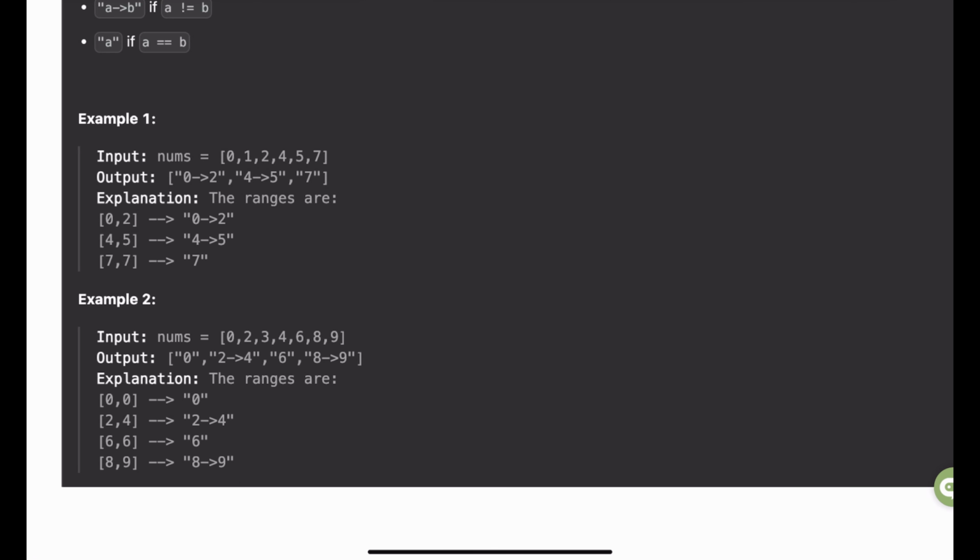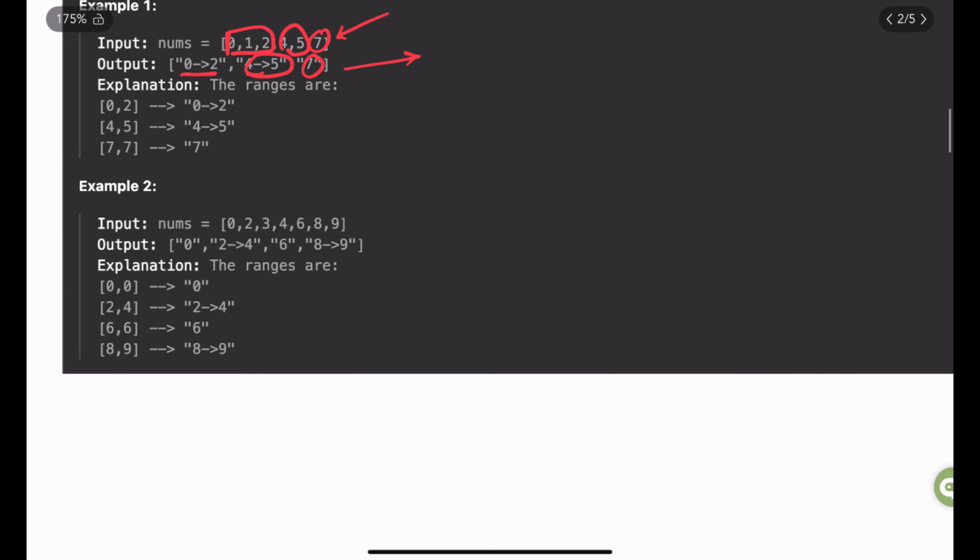In example number 1, with this as our input, it can be summarized or grouped into three ranges: from 0 to 2, which will cover the first three numbers, 4 to 5, which will cover the next two, and 7 is an individual one because there is nothing after it. So 7 is the third range.